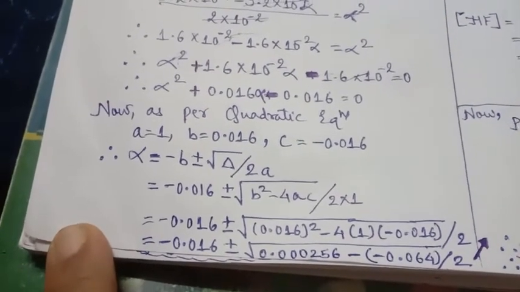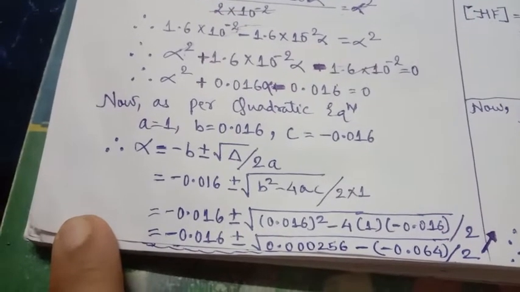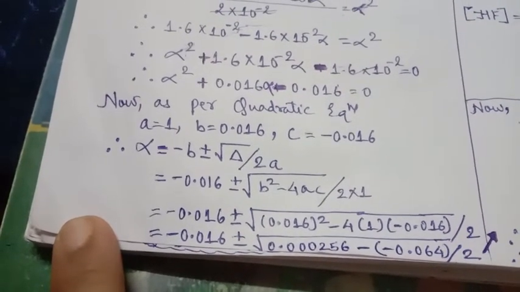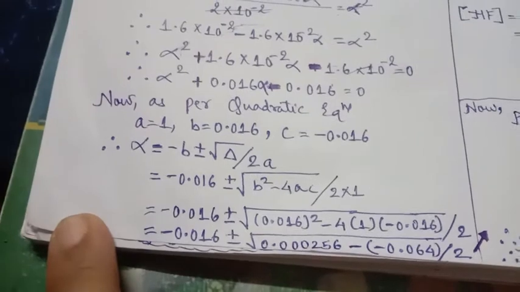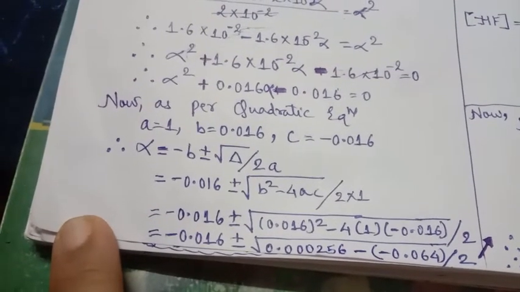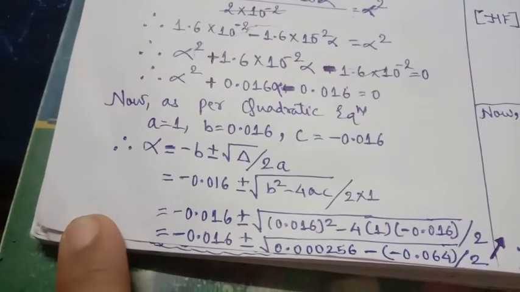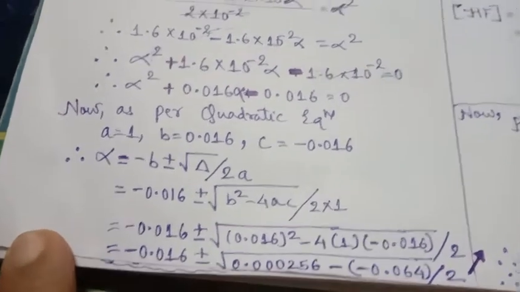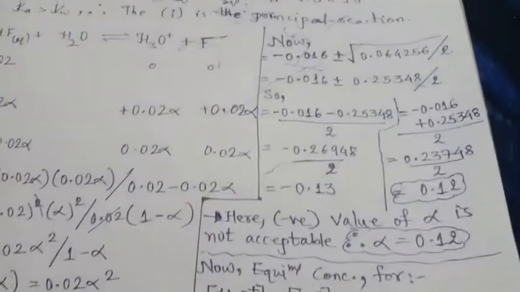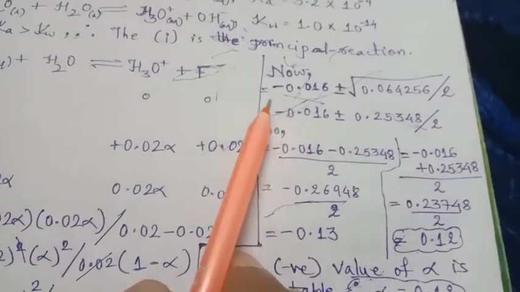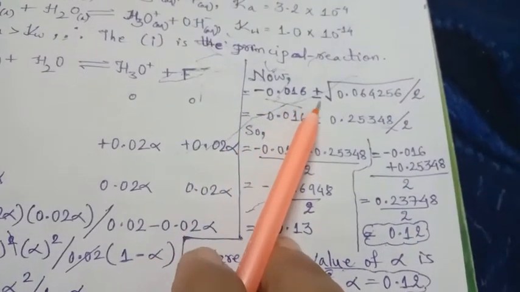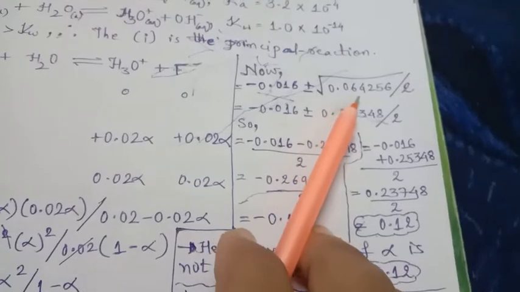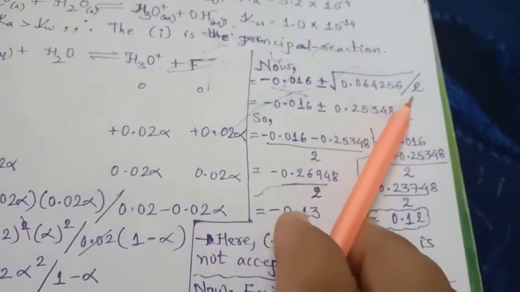So taking the value 0.016 whole square will give 0.000256, multiplied by 4 into 0.016 minus, that is minus 0.064. So minus will be plus, and we'll see here now minus 0.016 plus or minus under root 0.064256 upon 2.